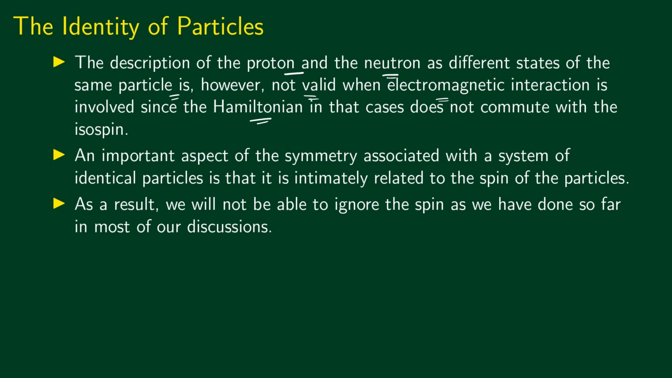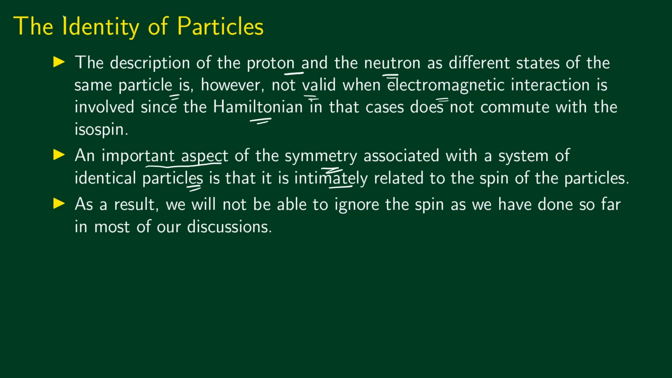Let's now get back to the symmetry associated with the system of identical particles. We shall see that an important aspect of this symmetry is that it is intimately related to the spin of the particles. And this relation has important consequences. In fact, this is the reason why particles of different spin obey different statistics. You might have already learned that spin half particles obey the Fermi-Dirac statistics, whereas integral spin particles, or bosons, obey Bose-Einstein statistics. We will be discussing these things in a little more detail.